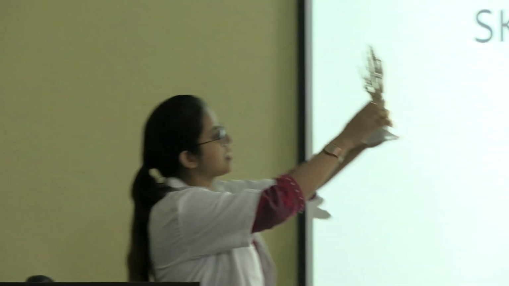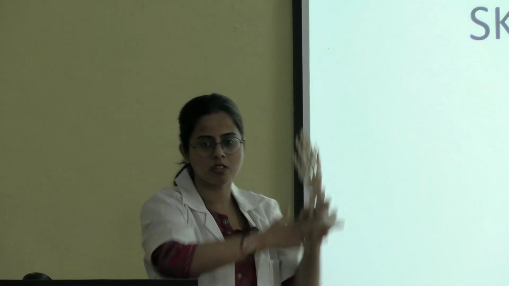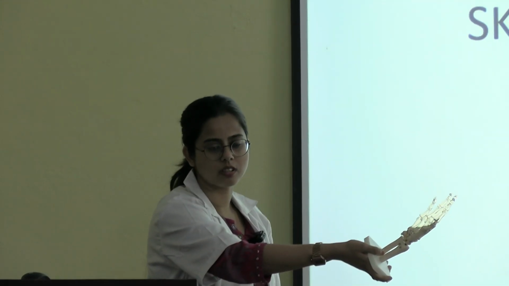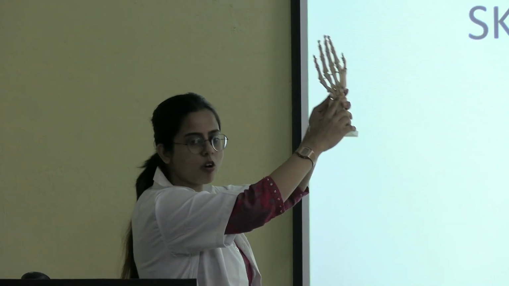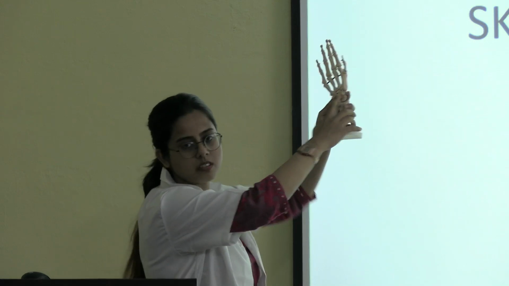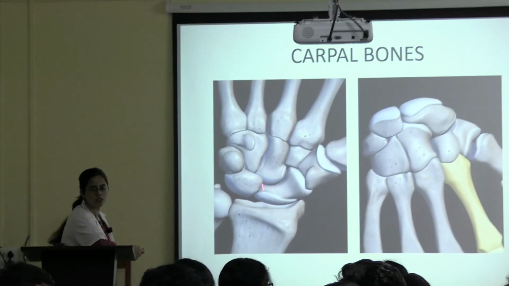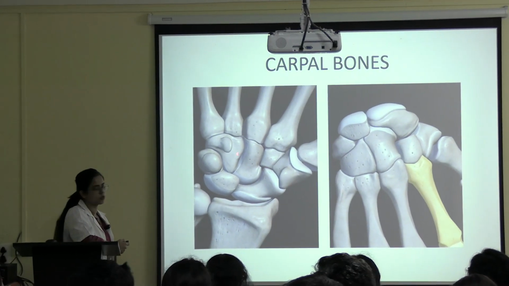So this is the proximal row and this is the distal row. You know proximal, distal? This part is proximal, this part is distal. So this row will be proximal and this distal. See, this is the proximal row, and this is the distal row.